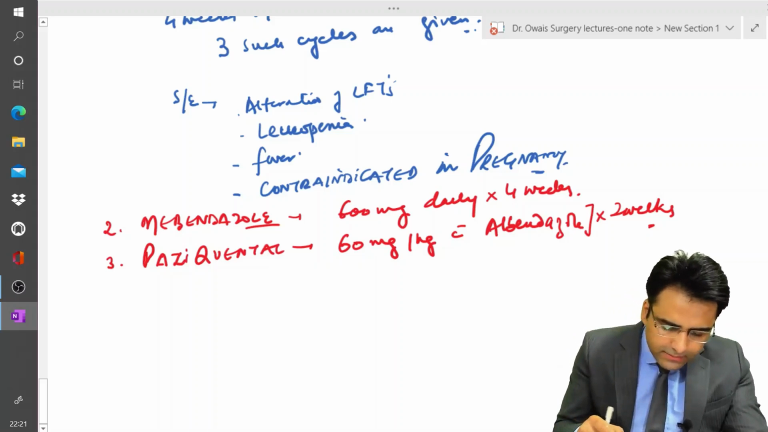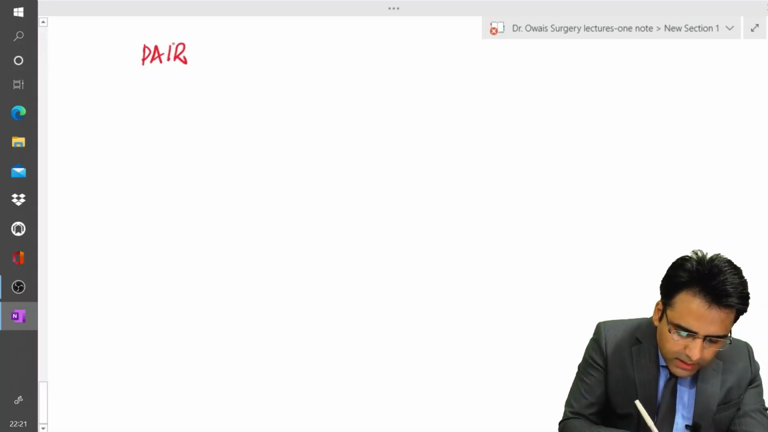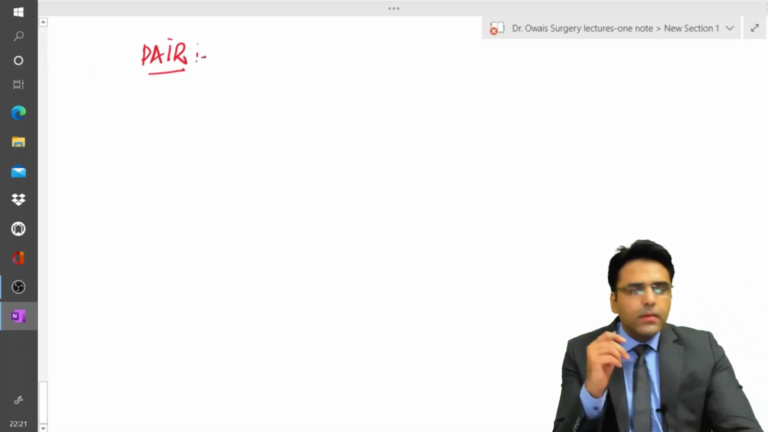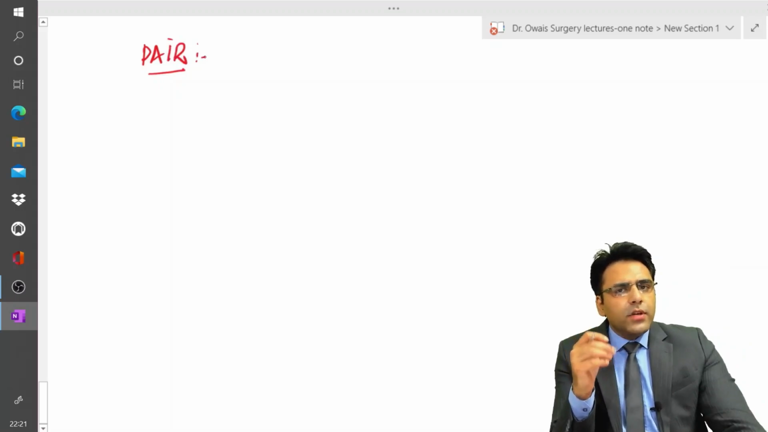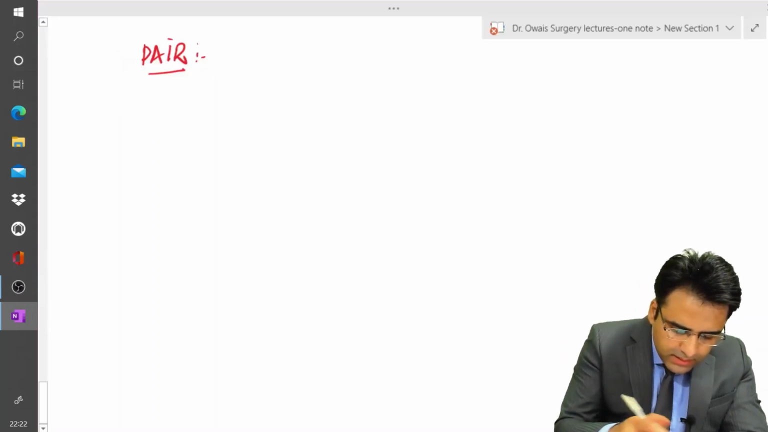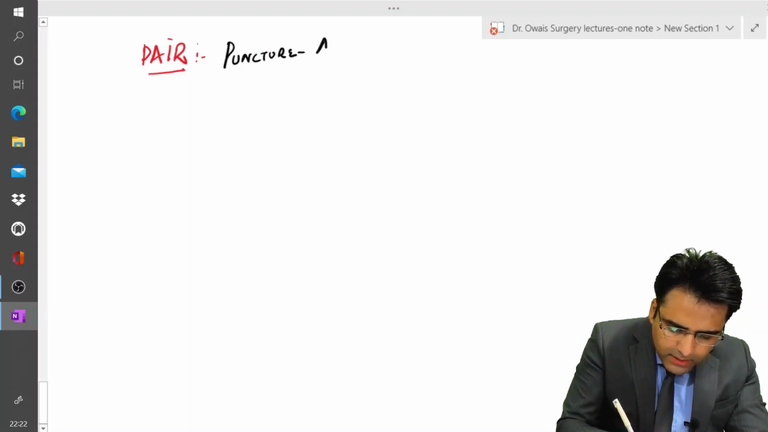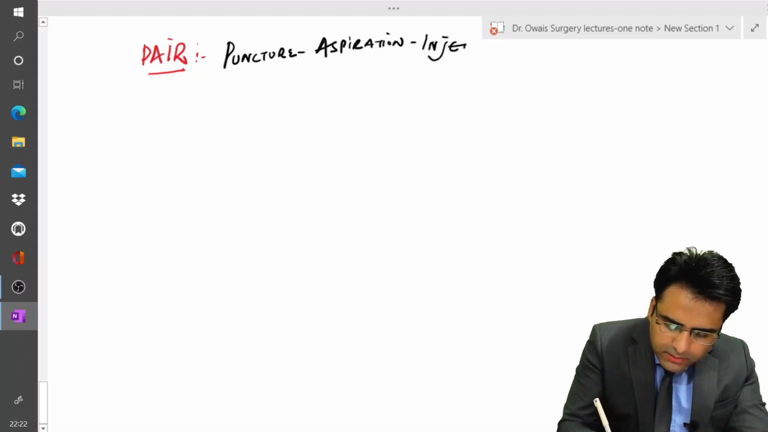Now after that, there is an important procedure which is termed as PAIR. Now it stands for puncture, aspiration, injection and re-aspiration. So PAIR is basically puncture, after that aspiration, then injection and re-aspiration.